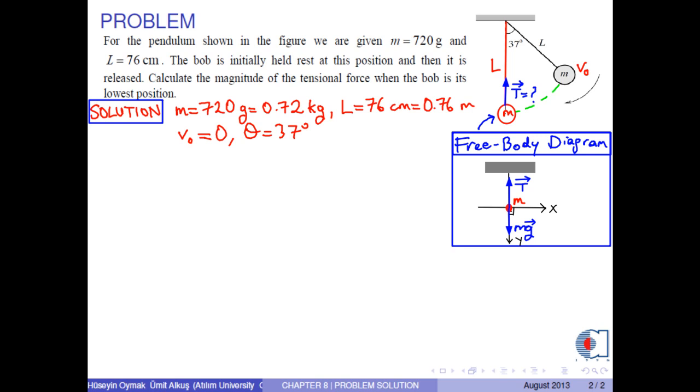The motion of the pendulum can be regarded as uniform circular motion. Therefore, the centripetal or radial acceleration vector of magnitude v squared over L has to be drawn upward along the string. Okay, that's all about the free body diagram.